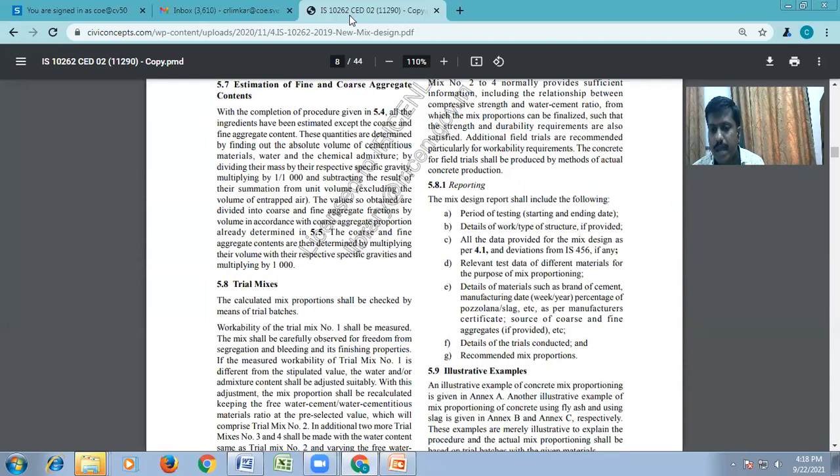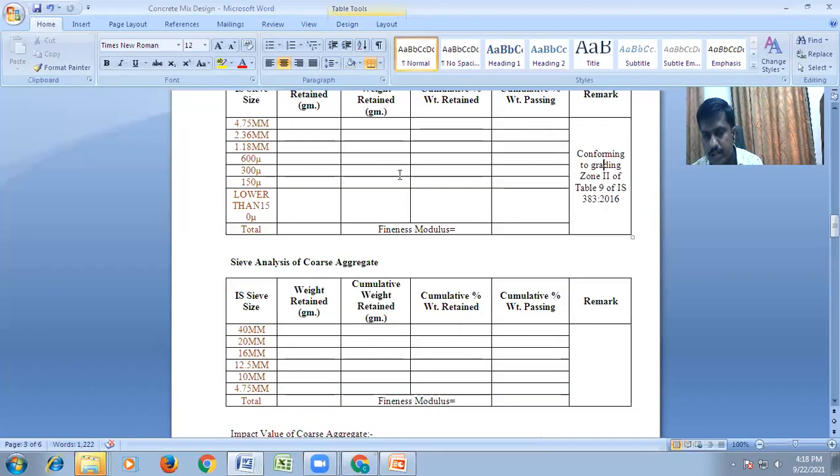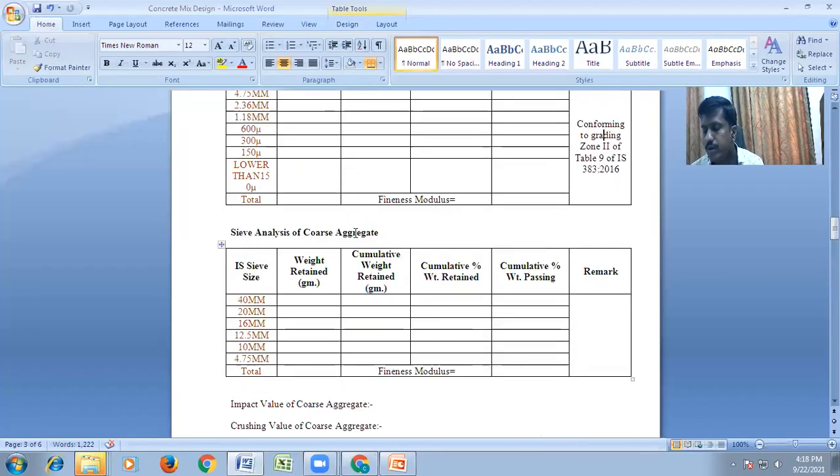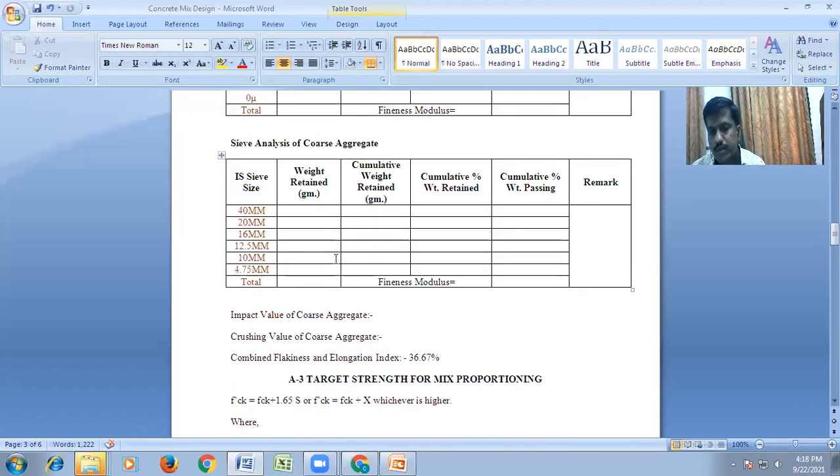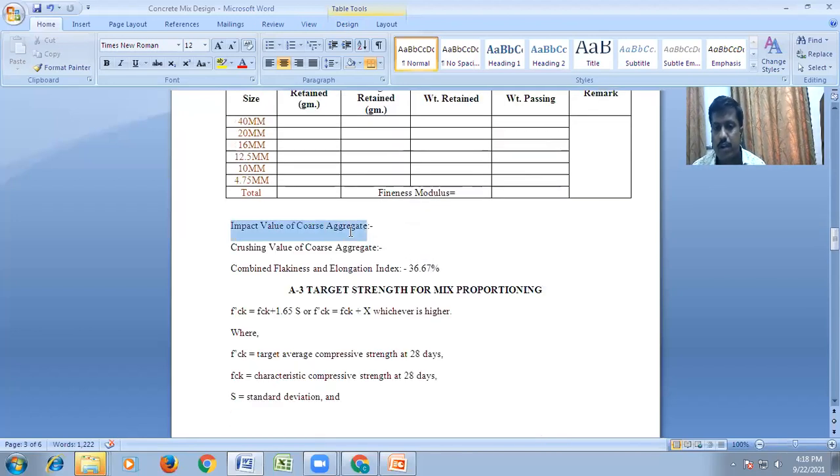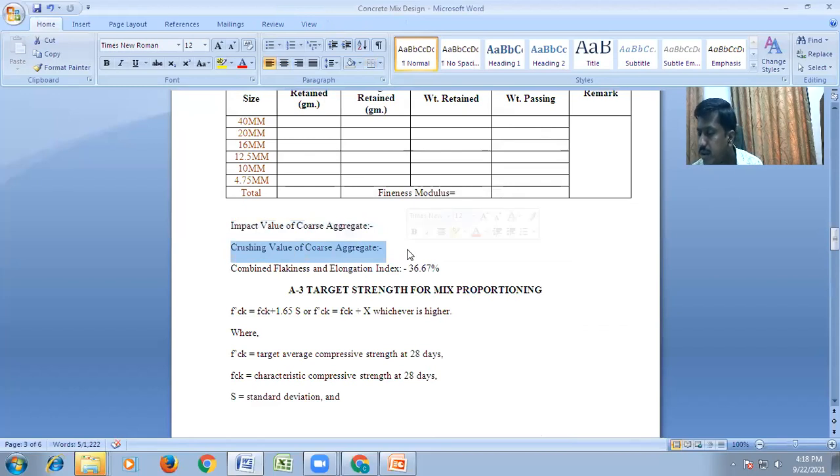Then after coming back to the gradation, you are going to do the gradation of coarse aggregate also. Then you must know the impact value of coarse aggregate. How we are going to find out the impact value? Aggregate impact testing machine. Purpose: to find out the toughness of the coarse aggregates. ठीक आहे. हा प्रश्न विचारला जातो. Crushing value, to find out the crushing value of the particular coarse aggregate. Combined flakiness and elongation index. Now you know these words, flakiness index and elongation index.